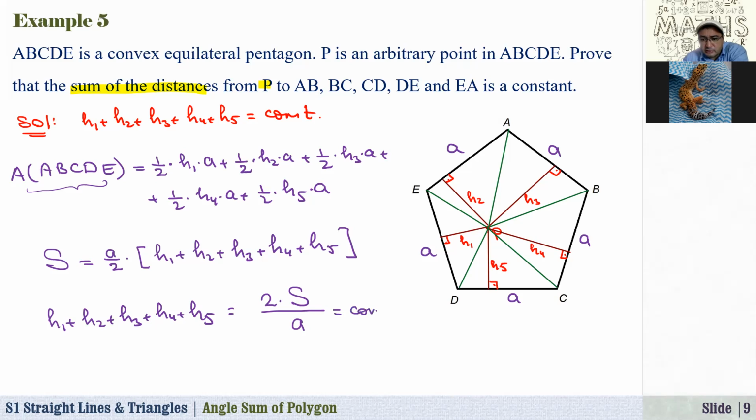It does not change. So now we have proved that the sum of the distances from any arbitrary point inside the pentagon to all sides of the pentagon is always a constant number. It does not depend on the location of this point inside the pentagon. The sum is always constant.